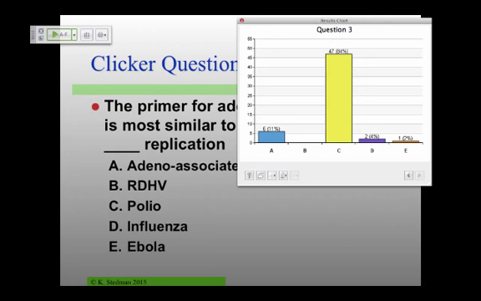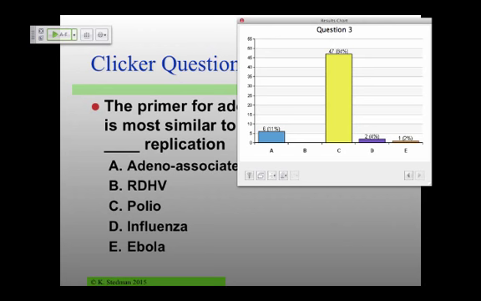This is like the last midterm, Dr. Stedman. Why should I care? What's the point? Because these are the kinds of questions that are likely to be on the final, comparison things. So, actually, way back this might have been the first midterm. Adeno-associated viruses are linear single-stranded DNA viruses, and RDHV is a circular single-stranded DNA virus.